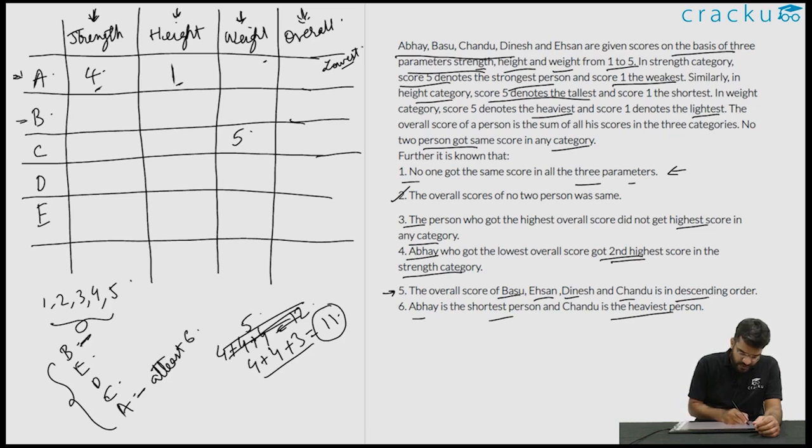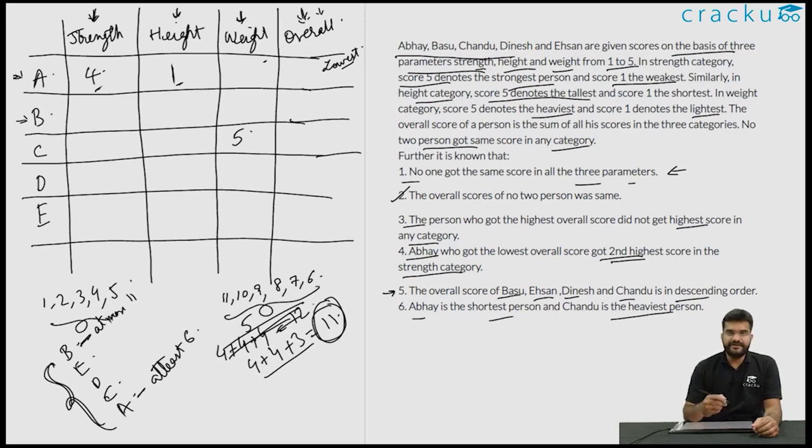Similarly, Basu, who got the highest, we already know that the highest cannot be more than 11. So the score of Basu is at max 11. Now if you are looking at the number of possibilities, the different possibilities for the overall score will be 11 or 10 or 9 or 8 or 7 or 6. That is, there are a total of 6 scores possible and there are a total of 5 people. So we already know that if we are able to eliminate one number, we will know exactly what is the overall score of each of the 5 persons. The second thing that you should observe is, if you are looking at Chendu, he scored 5 in weight.